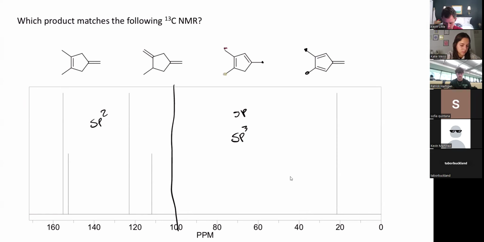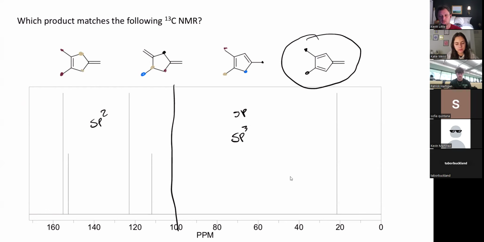Again, likewise, this one would have 4 because there's no symmetry through either one of these. So every sp3 carbon would be its own peak. And this one would have 2. So it has to be this guy.